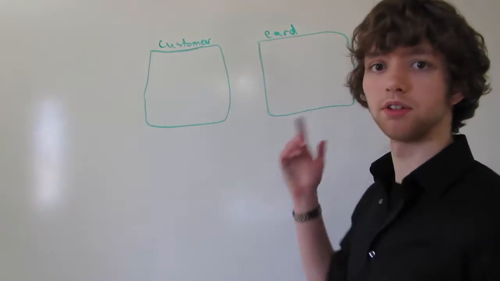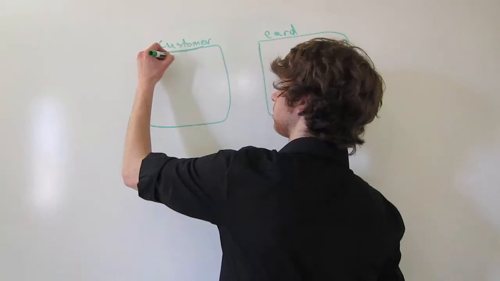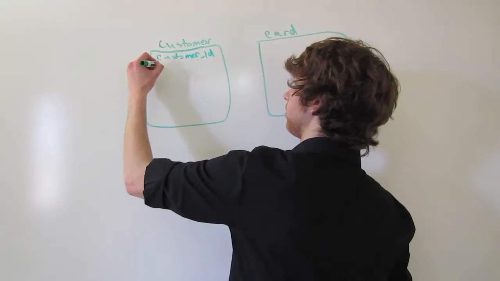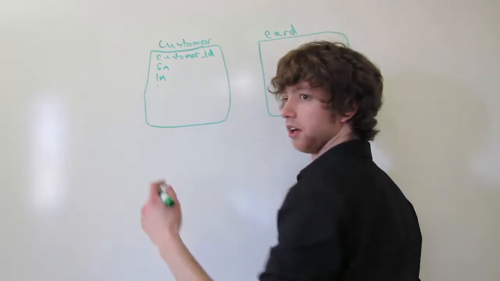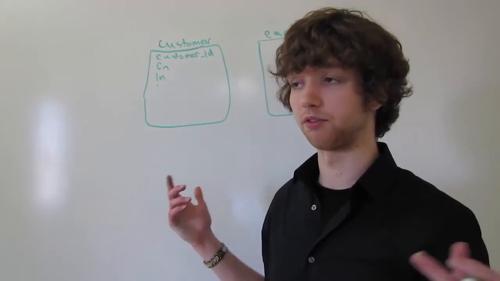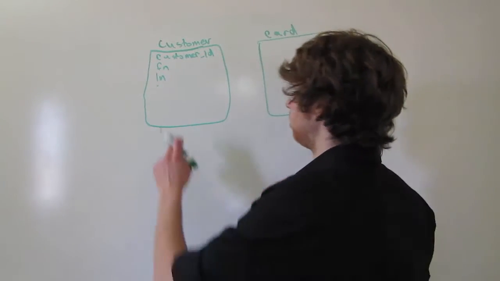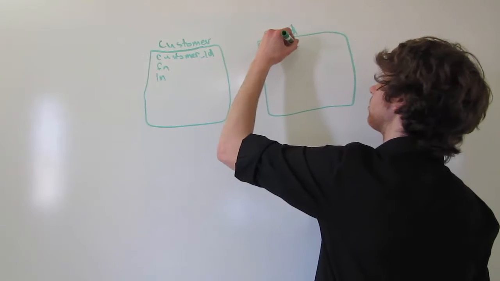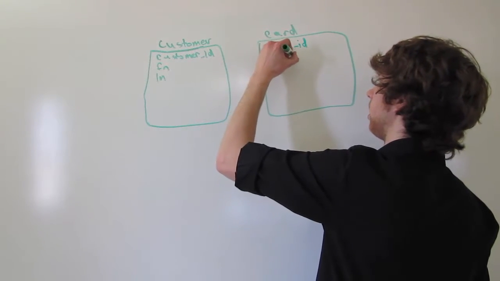Now of course, we're gonna have an ID for the customer, so we're gonna have the customer ID. You know, their first name, last name, their address, their date of birth, all their personal information that we need for the bank. That's where that's going to go. Over here, we're going to have a card ID. And then we're also going to have a customer ID.